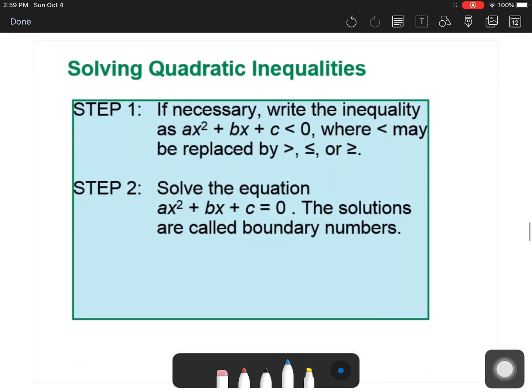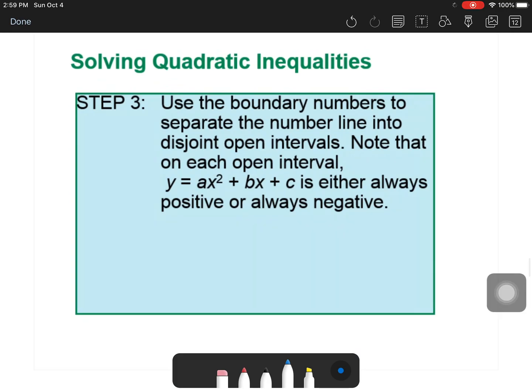So just kind of step by step. First thing, we want to put it into this form. Sometimes they might have some of the parts on one side of the inequality and some on the other. So you want to get all your terms on the left side. Typically, I like to have a positive quadratic term, so it makes it easier to factor. Okay, so we're going to get it into this form, and then we want to solve, sometimes they call it the related equation. So just factor it out, solve it, find the x-intercepts. Those are your boundary numbers, right?